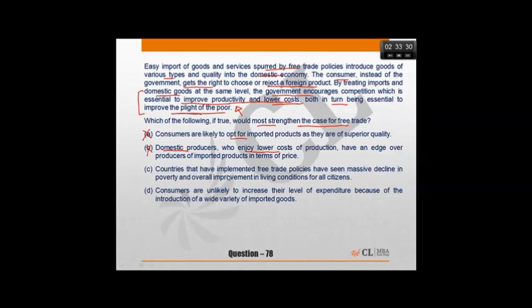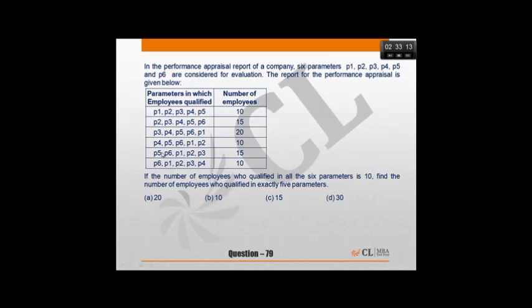Choice C, countries that have implemented free trade policies have seen a massive decline in poverty and overall improvement in living conditions of all citizens. That should be the correct answer, but let's look at the last one. Consumers are unlikely to increase their level of expenditure because of the introduction. Again, not connected. The correct answer has to be choice C.